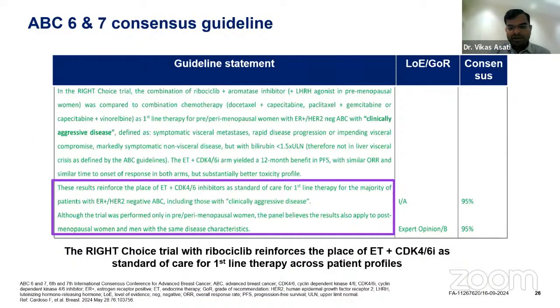So based on this study, there was a consensus statement that came in the ABC 6 and also in the 7 guidelines, that these results reinforce the place of endocrine therapy plus CDK4/6 inhibitor as a standard of care for first line therapy for the majority of patients with ER positive and HER2 negative ABC, including those with clinically aggressive disease.